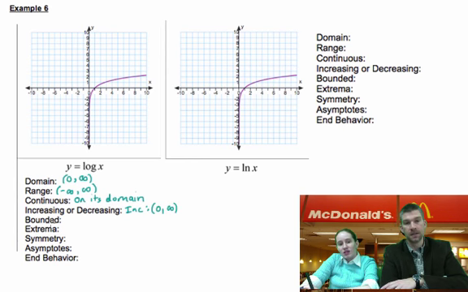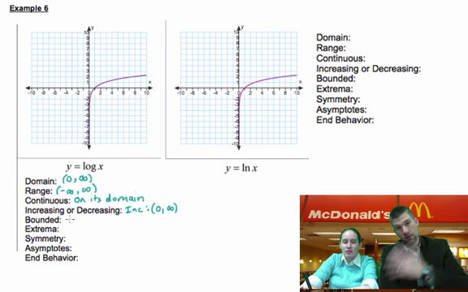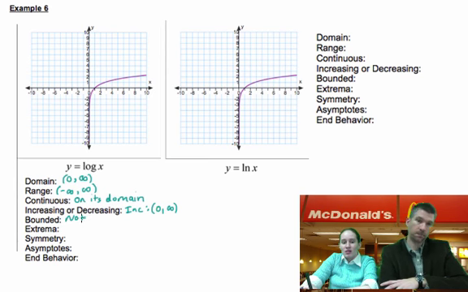Bounded? It is not, because our range is from negative infinity to positive infinity. One of those has to not be there for it to be bounded. So they're both there, not bounded. No extrema either, because there's no maximum or minimum value since it continually increases. Symmetry? It's got no symmetry.